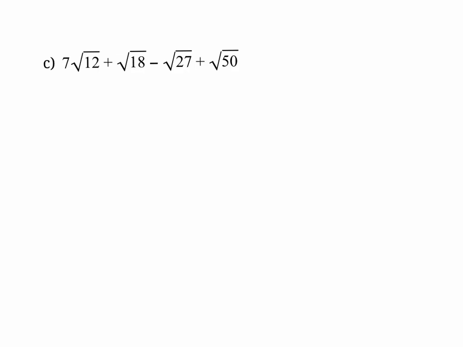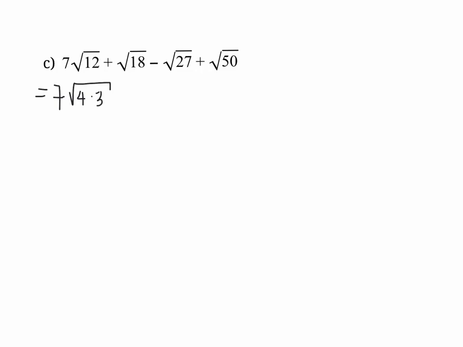Let's try this last example. So it's all adding. We got 7 root 12 plus root 18 minus root 27 plus root 50. And just at a glance, it looks like we're done, right? Because none of these are like terms. But maybe there are like terms hidden inside these, and we just have to simplify these roots. So can we simplify the root of 12? Are there any perfect squares hidden in there? Well, there is, because 12 is divisible by 4. So we can change this into the root of 4 times 3.